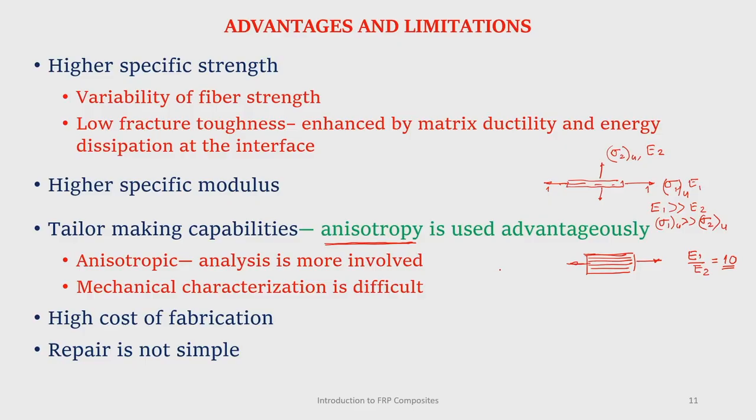But with composites it is possible to choose the reinforcement and the matrix in such a way that the coefficient of thermal expansion in a particular direction may be made almost 0, and thereby reduce the dimensional instability. These are advantages, but anisotropy also has limitations because it is anisotropic.